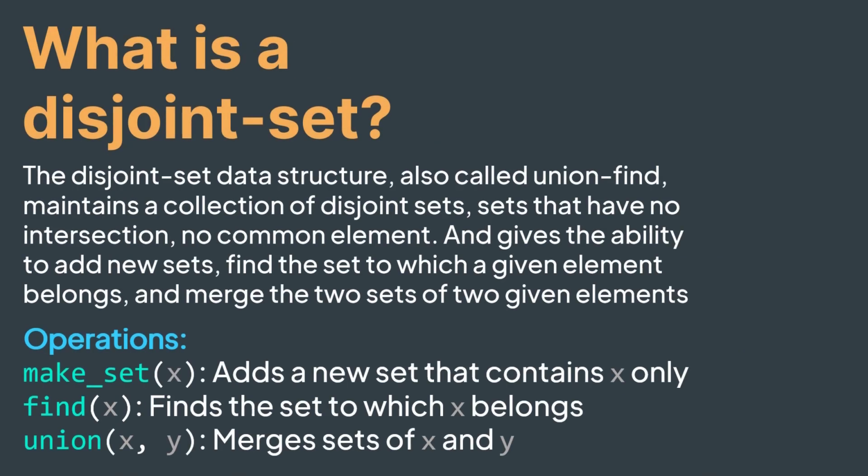The disjoint-set data structure, also called union find, maintains a collection of disjoint sets, sets that have no intersection, no common element. It gives the ability to add new sets with the makeSet operation, find the set that a given element belongs to with the find operation, and merge the two sets of two given elements with the union operation.